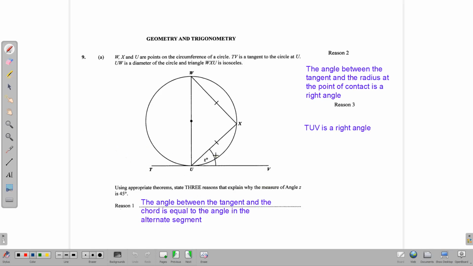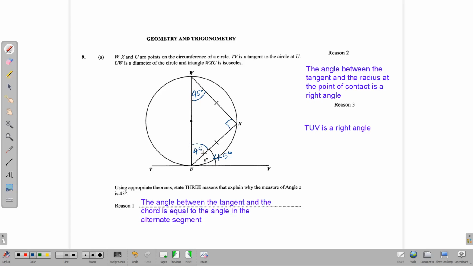So we are told that this angle here is 45 degrees, and we are to suggest three reasons why this may be so. First, let's note a few things. Note that WXU is an isosceles triangle, as mentioned here. And from what we know, the angle drawn on the diameter, or the angle drawn in the semicircle, is a right angle. That means that this angle here is a right angle. And because the triangle is isosceles, this angle here is 45 degrees, and this angle here is 45 degrees.